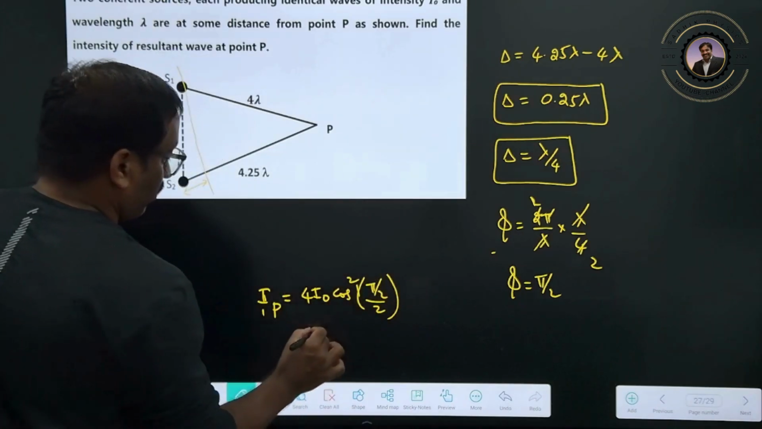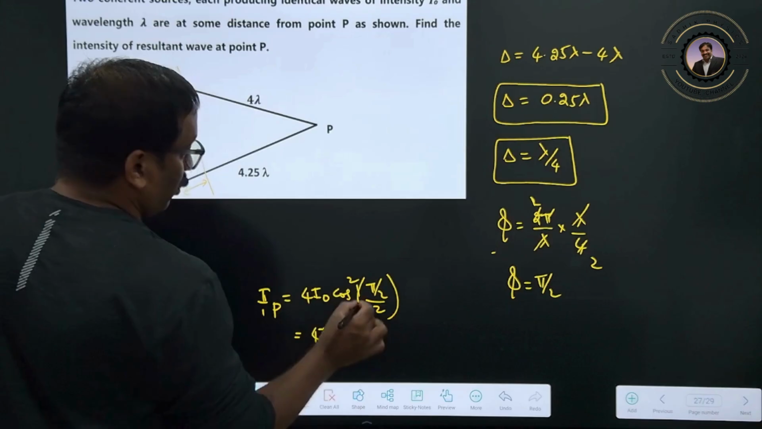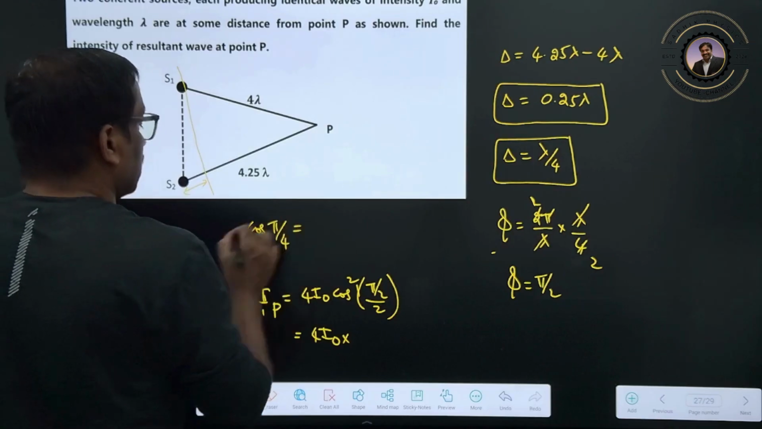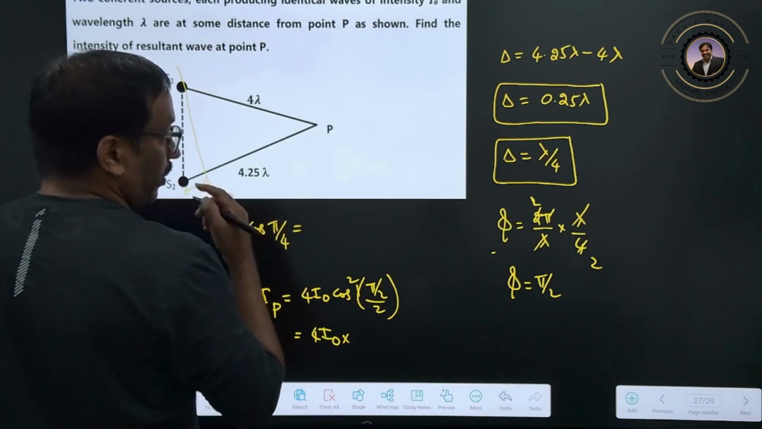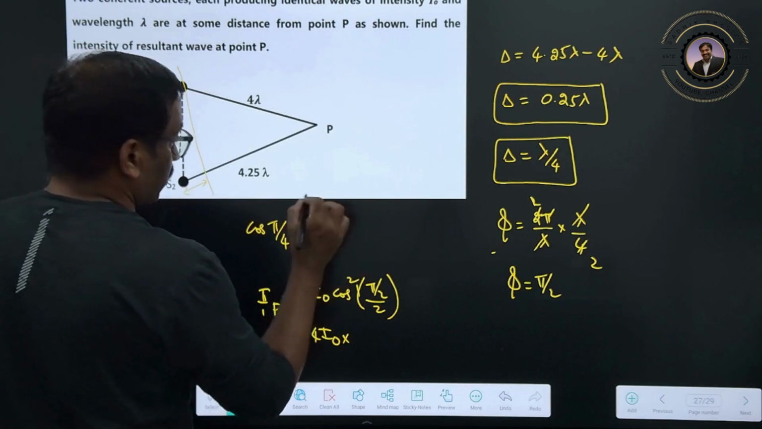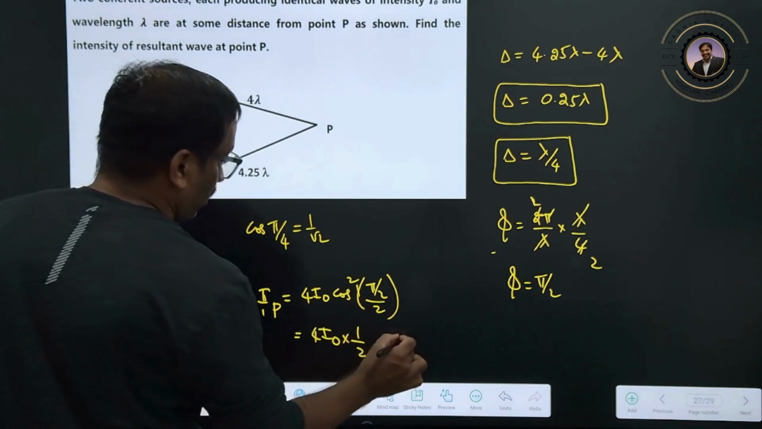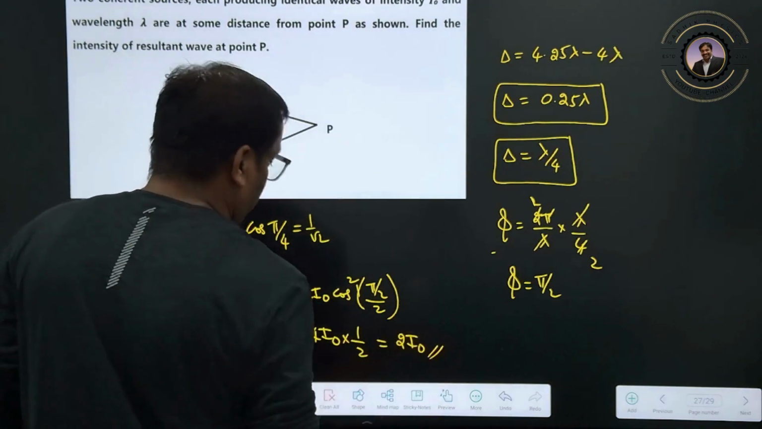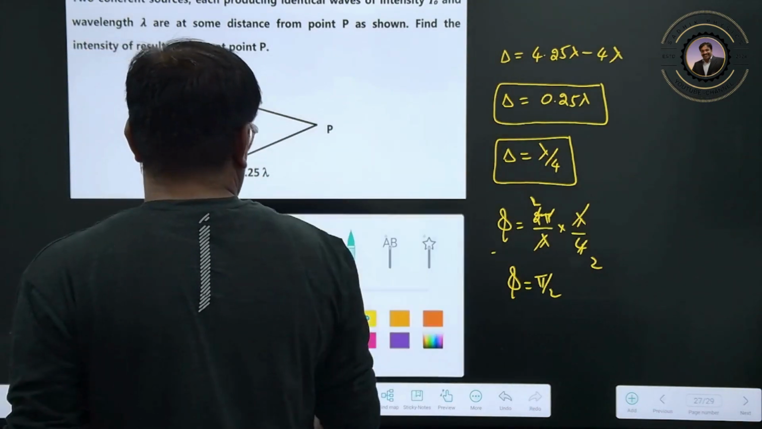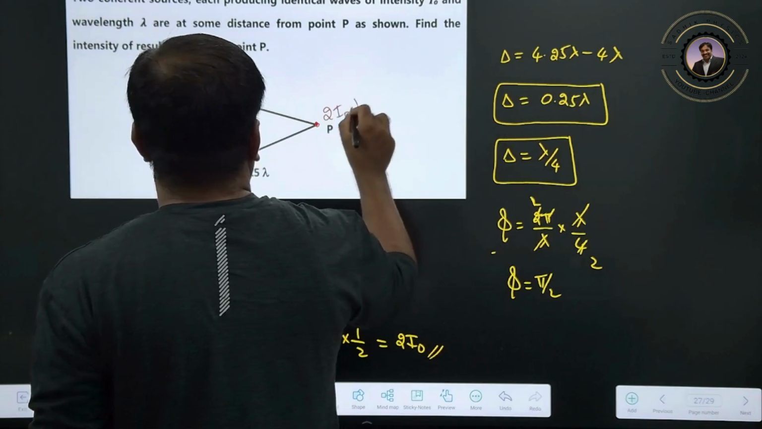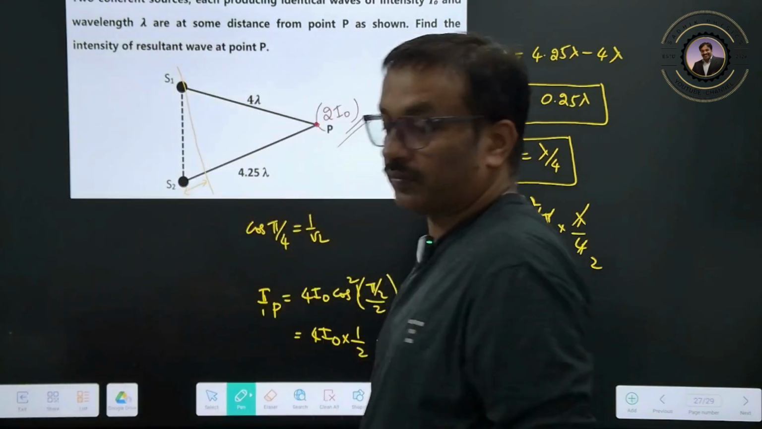Clear? 4 I naught into cos pi by 4. Cos pi by 4 will be 1 by root 2. So 1 by root 2 squared is 1 by 2. Therefore, 2 I naught will be your intensity. Therefore, intensity at point P is nothing but 2 I naught. Clear?